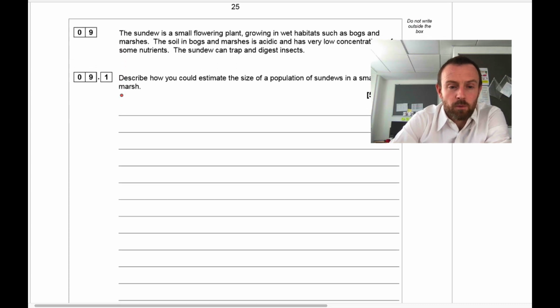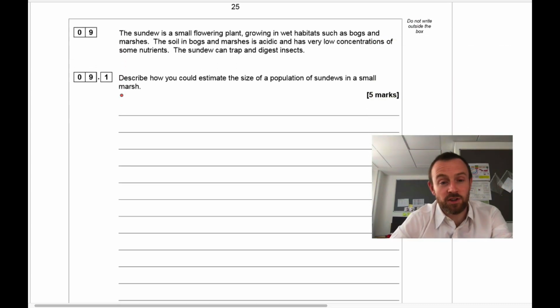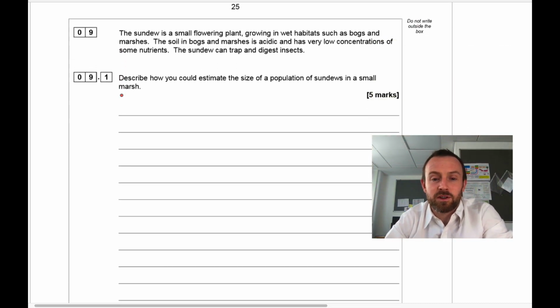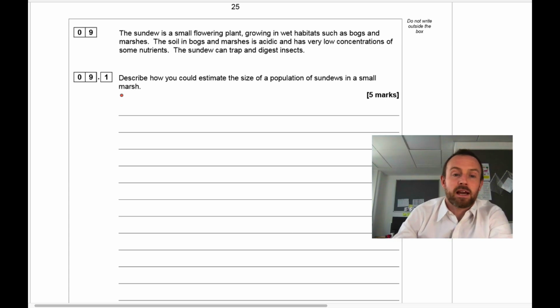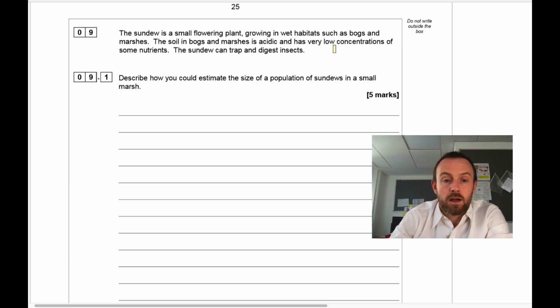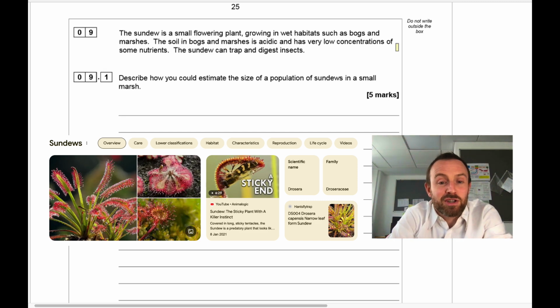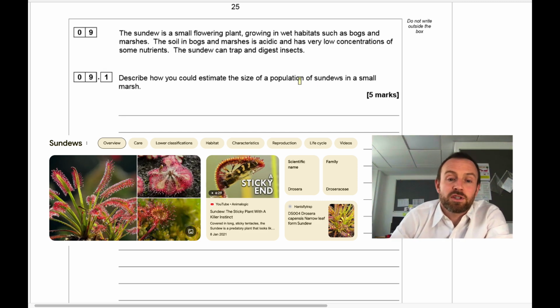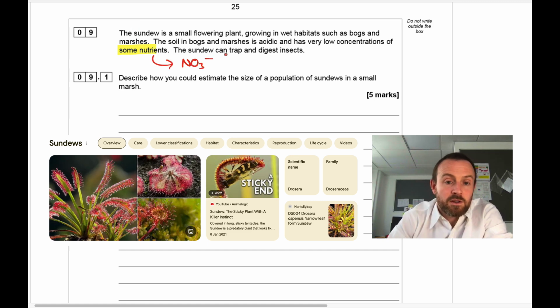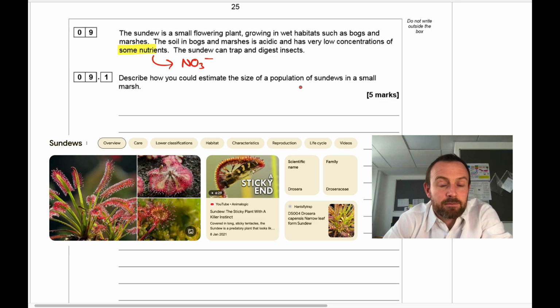On we go. The sundew is a small flowering plant growing in wet habitats such as bogs and marshes. The soil in, here's a sundew, by the way. The soil in bogs and marshes is acidic and has a low concentration of some nutrients. It's going to be nitrates. The sundew can trap and digest insects.